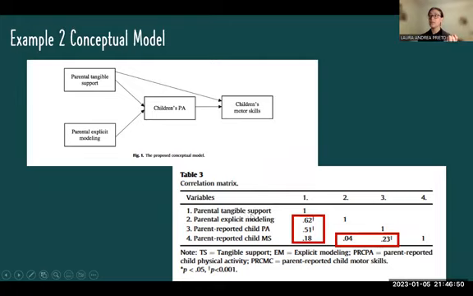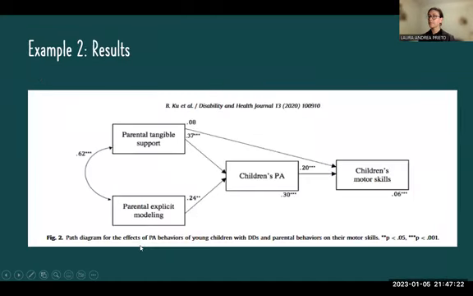What they found was that, in fact, parental explicit modeling was related to parental tangible support, and also parental-reported child PA was also related to parental tangible support. So we're really looking at this idea of tangible support as something that may influence participation in children's PA, but maybe not so much the motor skills themselves, as we see that these would be categorized as weak or no relationship between these variables.